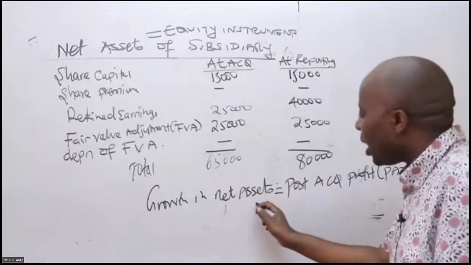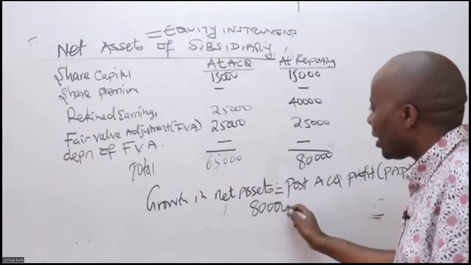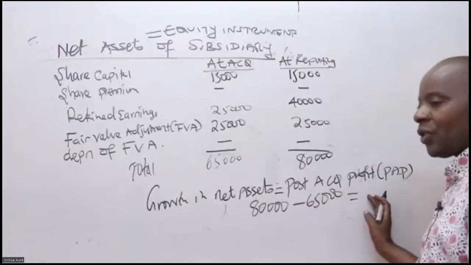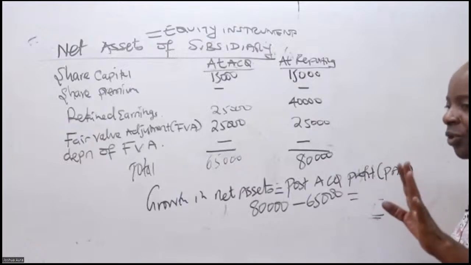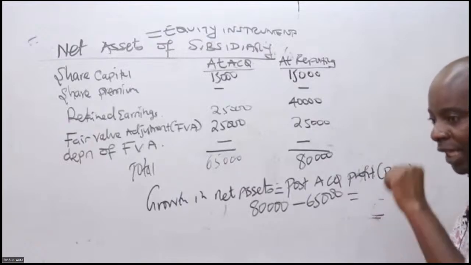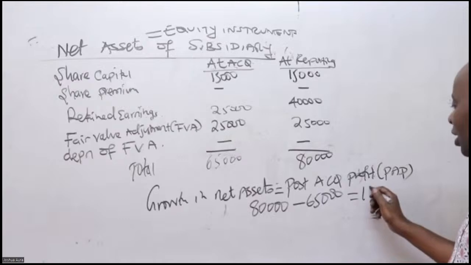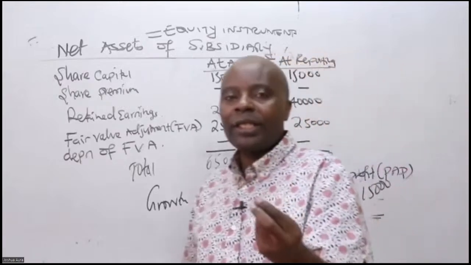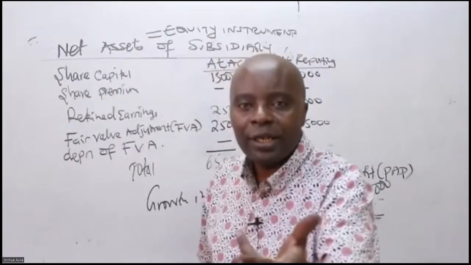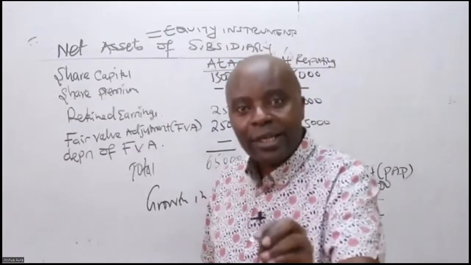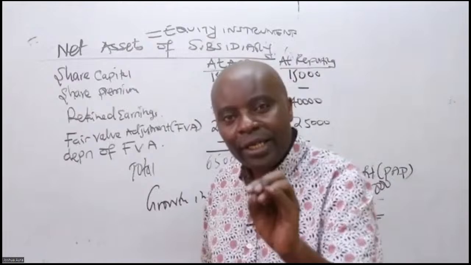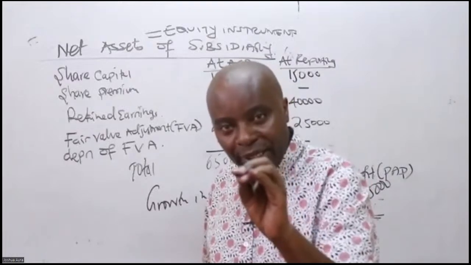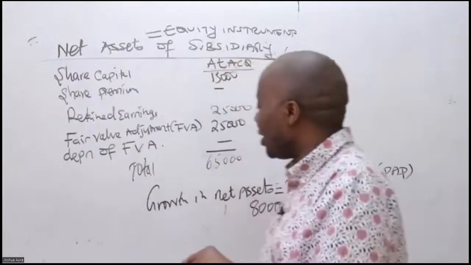So our PAP will be 80,000 minus 65,000. Could you kindly give me this answer? 80,000 minus 65,000, 15,000, thank you very much. So this is basically the wealth that the subsidiary has generated since it was acquired. The wealth must be shared out between the two owners of this company.